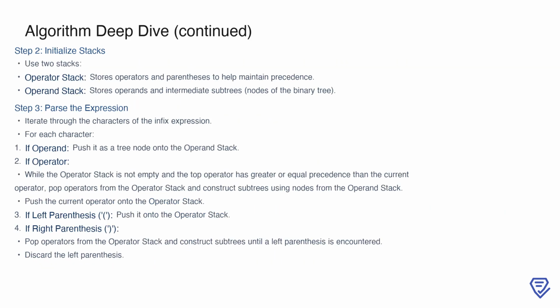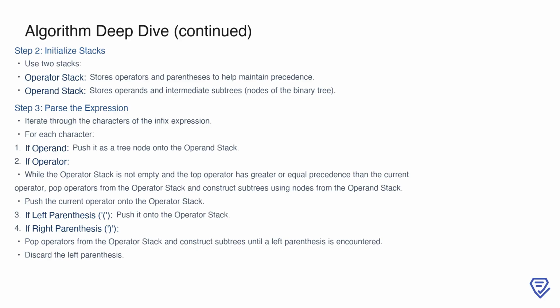Now, we initialize the two stacks that form the backbone of our algorithm. The first is the operator stack, which stores operators and parentheses to help us enforce precedence rules. The second is the operand stack, which holds the operands and intermediate subtrees, eventually forming the complete binary expression tree. Once the stacks are ready, we parse the expression character by character.